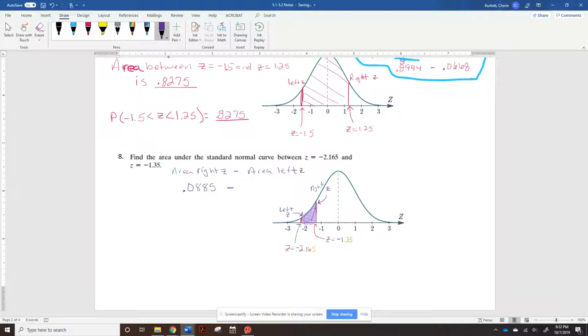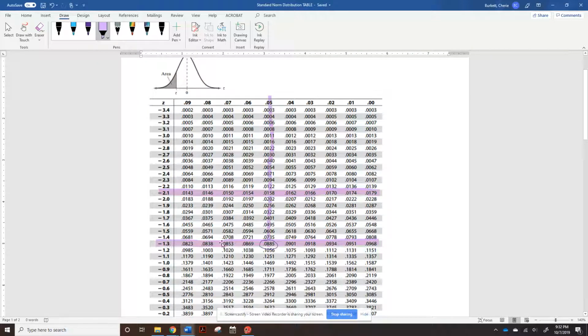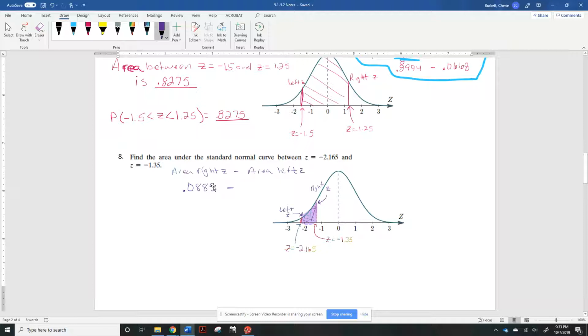And so I need to use this formula, the area to the right of the right z. So I went and looked up negative 1.35. Negative 1.35 is right there. 0.0885. I wrote that down. Now I'm writing down this one right here.